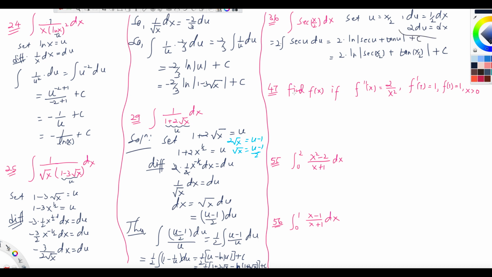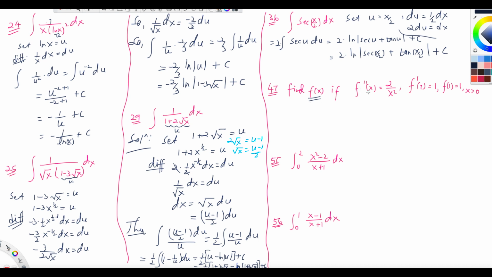Okay, so next is question number 47. Here f double prime of x, the second derivative, is given, and you need to find f of x. So you need to integrate twice, and for each of those, you will use the initial value to find the constant. Okay, let us integrate. What do you get?